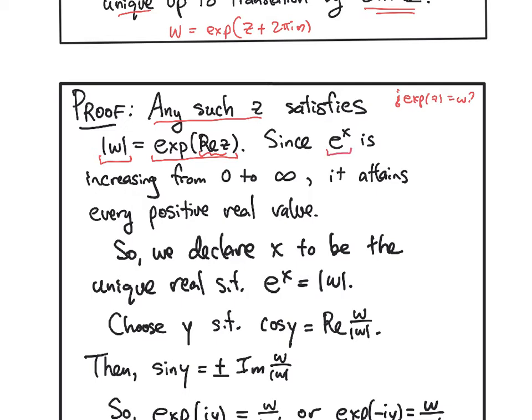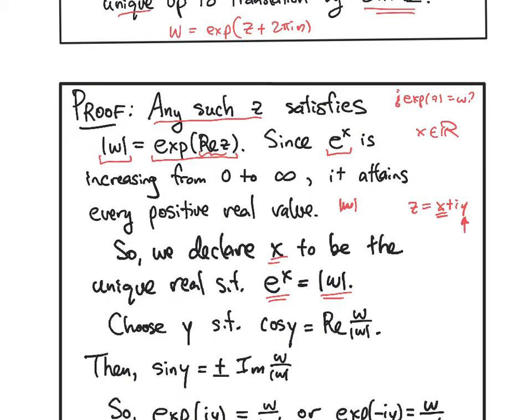e to the x, where x is real, increases from 0 to infinity, and so it attains every positive real value. In particular, we can attain the modulus of w, so we declare x to be the unique real number such that e to the x gives you the modulus of w, and so that pins down the real part of the z we're looking for. Now we have to find the imaginary part.